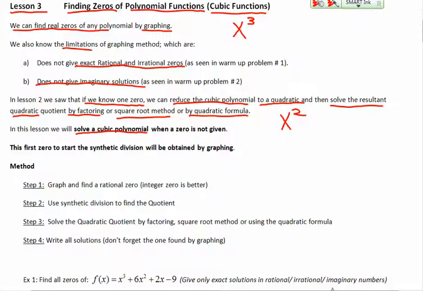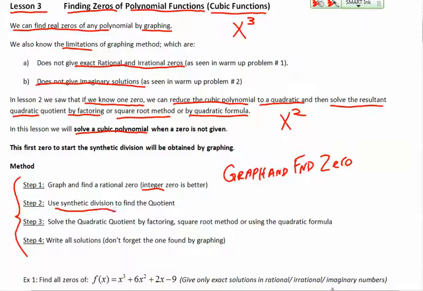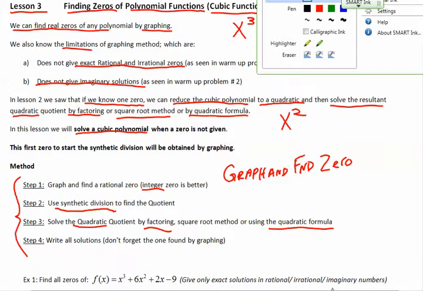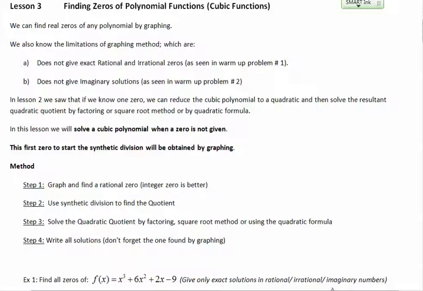All right? So here's your basic outline for your steps, and we can make it even easier here. Step number 1 says graph and find a rational zero. An integer zero is better. We want to graph and find a zero where it crosses the x-axis, preferably at an integer, like -2 or 0 or 5, just a nice number that's easy to work with. After that, we're going to use synthetic division. We're going to divide by that zero, and that should reduce it to a quadratic, and then we solve that quadratic by factoring or the quadratic formula. I think this will make a little more sense when we look at an example problem. It's going to look a lot like what we did last time.